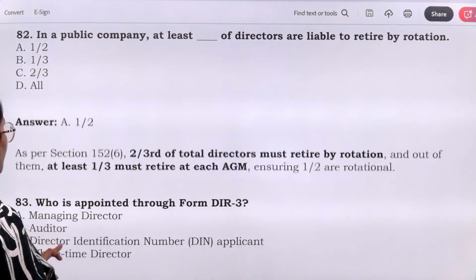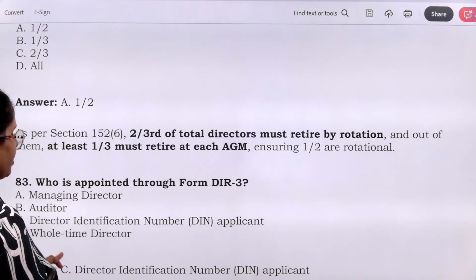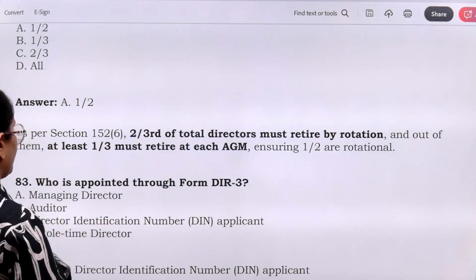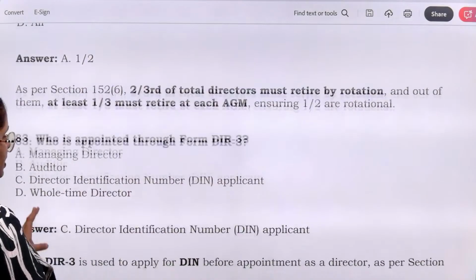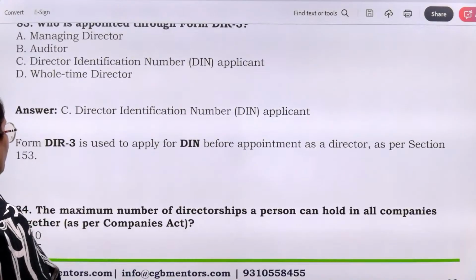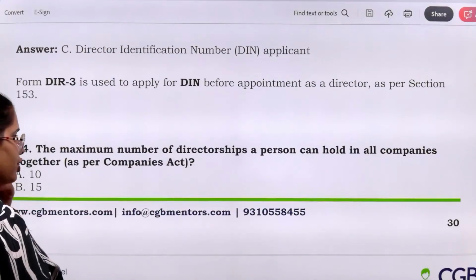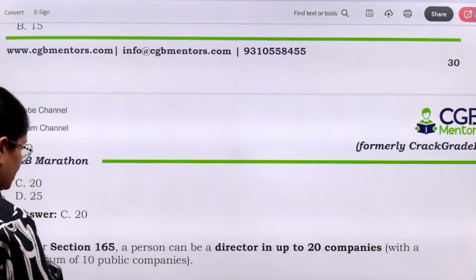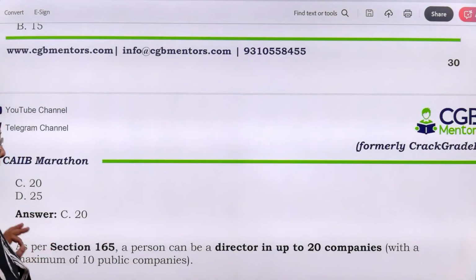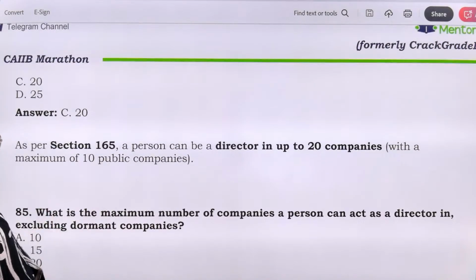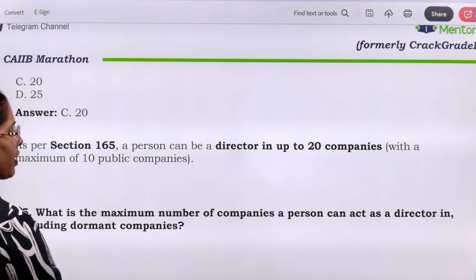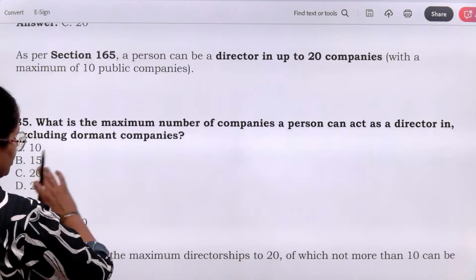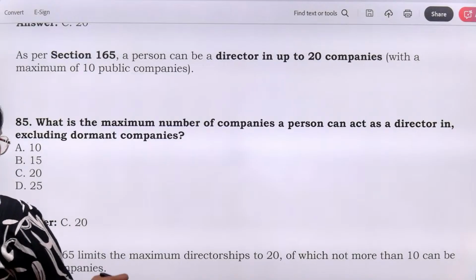So who is appointed through form DIR3? So director identification number applicant, right, DIN applicant, he is appointed through form DIR3. So maximum number of directorships a person can hold in all companies together, that is 20. A person can be director maximum up to 20 companies. Now what is the maximum number of companies a person can act as a director excluding the dormant companies? Dormant companies for be maximum 20.